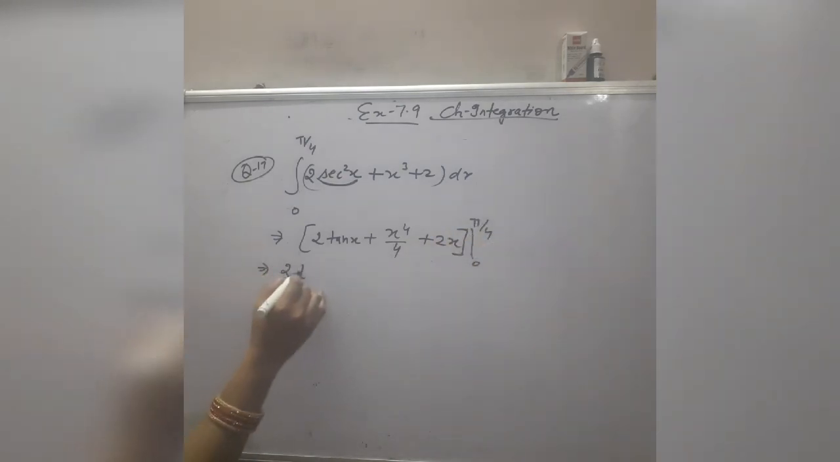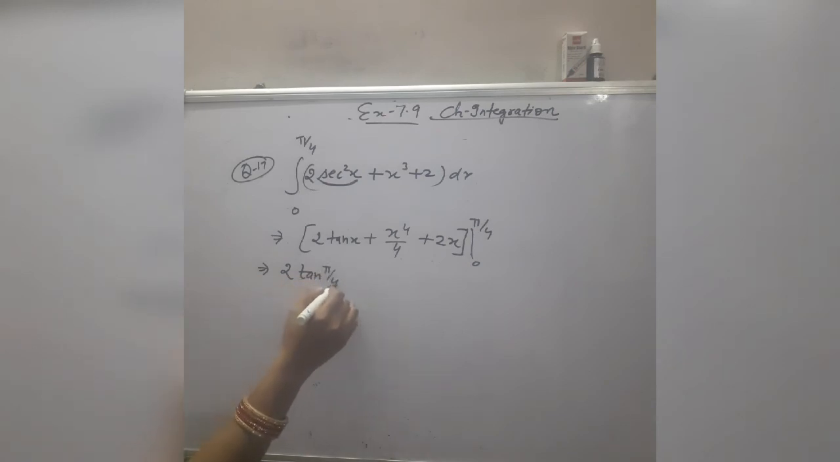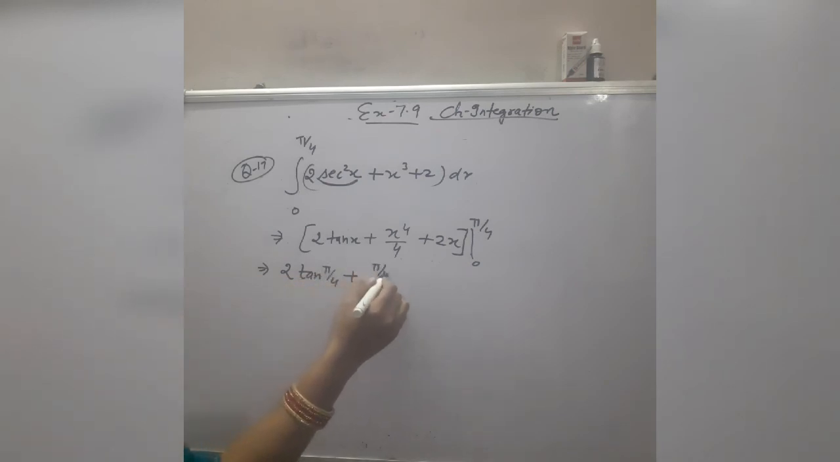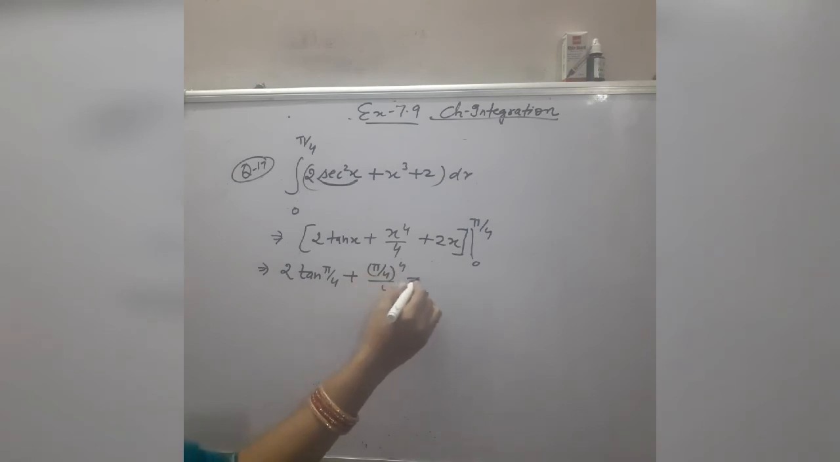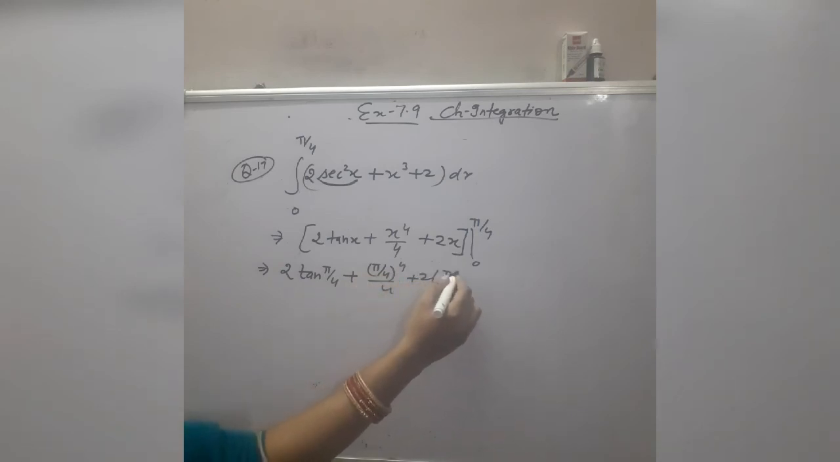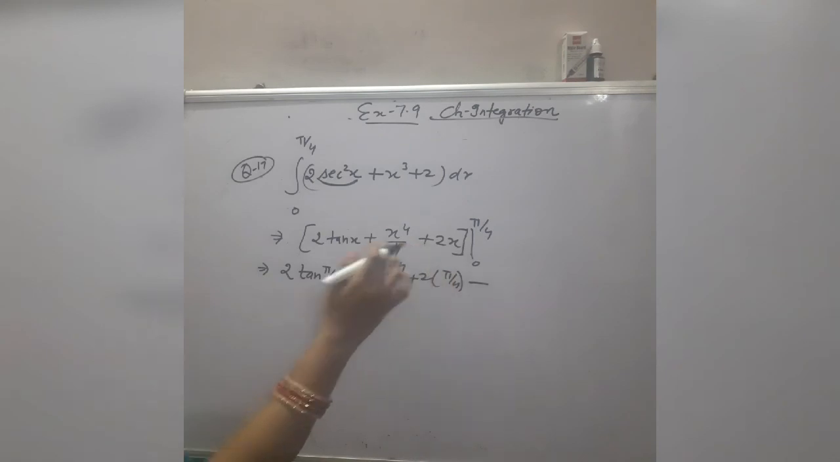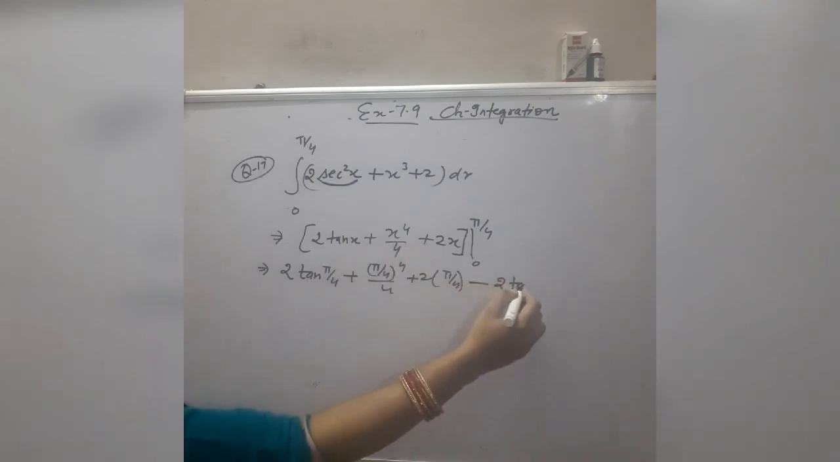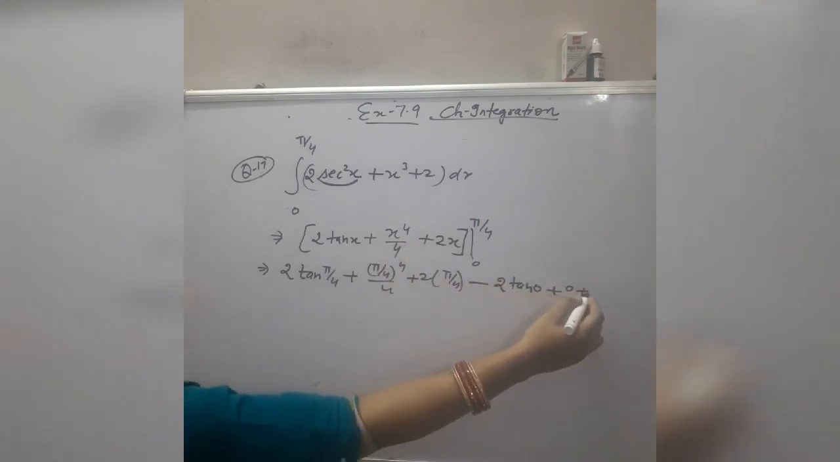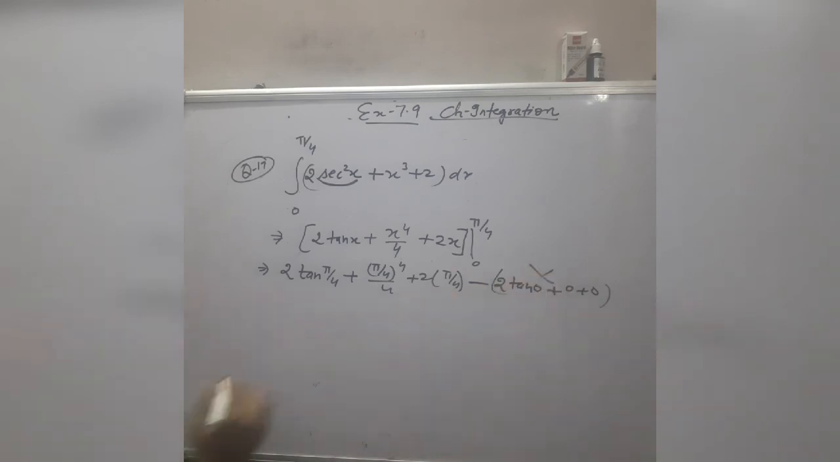Now in place of x you will write down the upper limit first: 2 tangent pi by 4 plus pi by 4 raised to power 4 by 4 plus 2 into pi by 4, then minus the lower limit. If you put the lower limit it becomes 2 tangent 0 plus 0 plus 0. So overall this part becomes 0. You have to simplify this only. It will give you the answer.